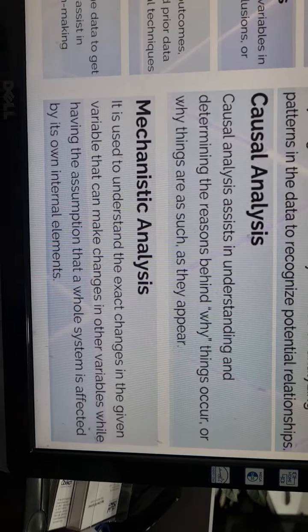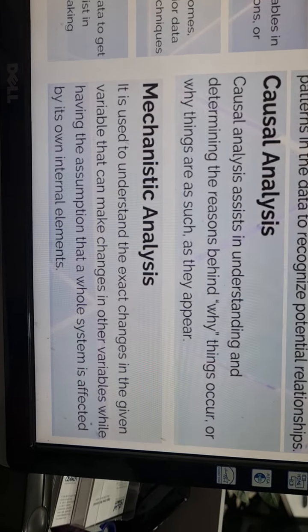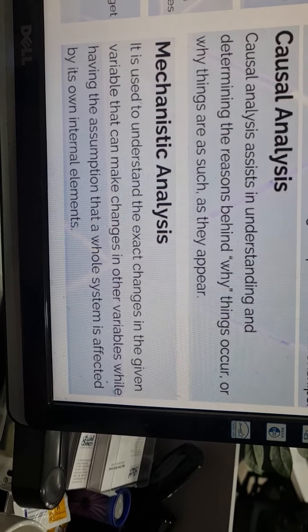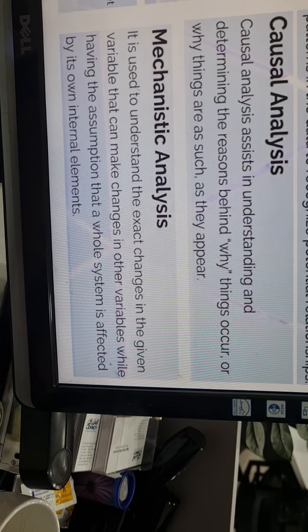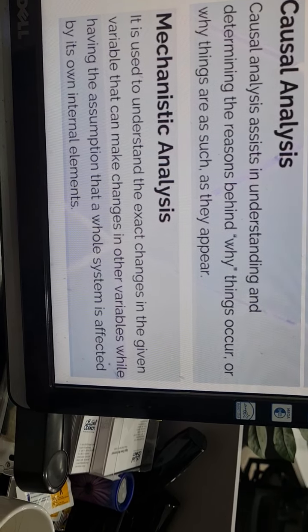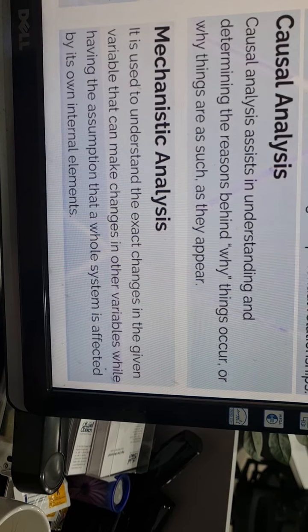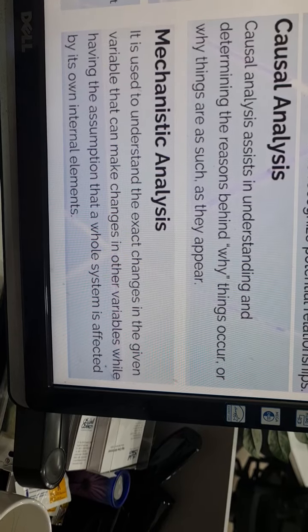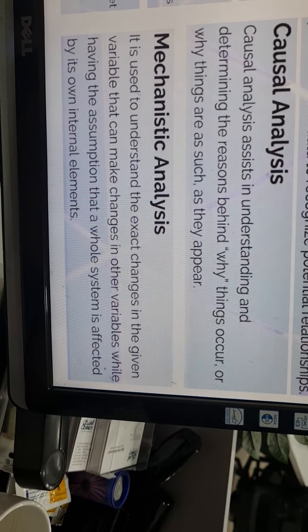The seventh and last one is mechanistic analysis. It is used to understand the exact changes in a given variable that can make changes in other variables, while having the assumption that the whole system is affected by its internal elements.